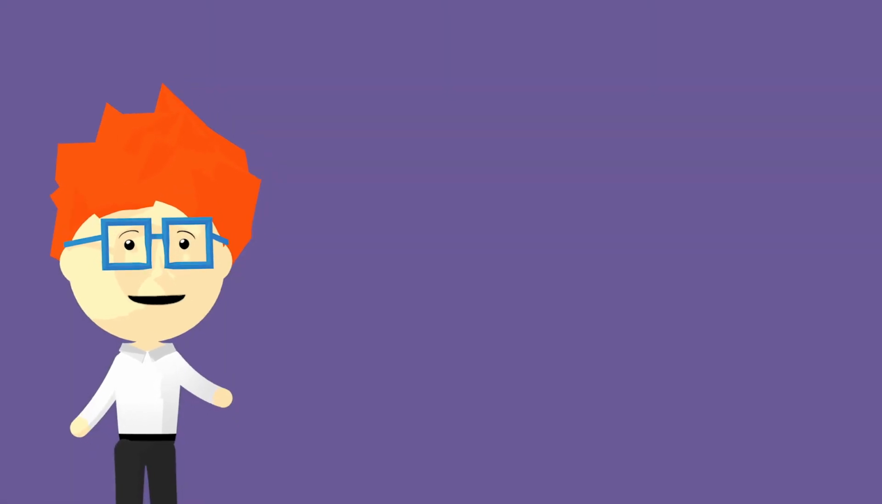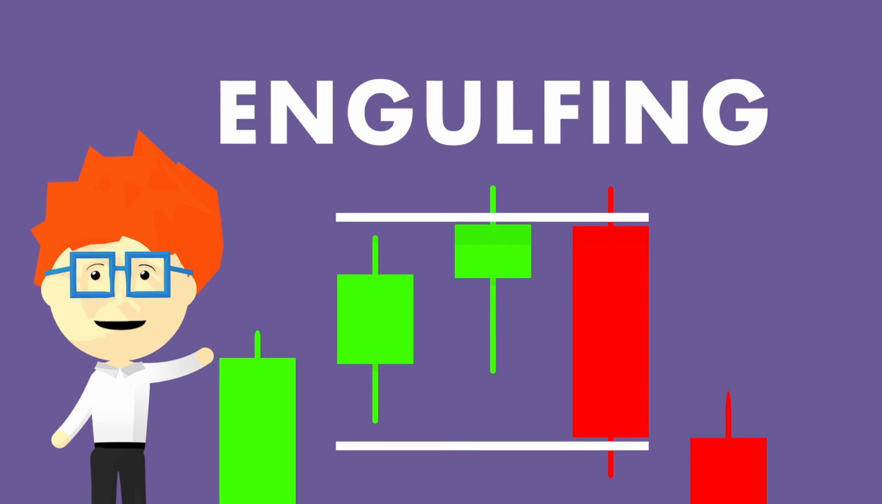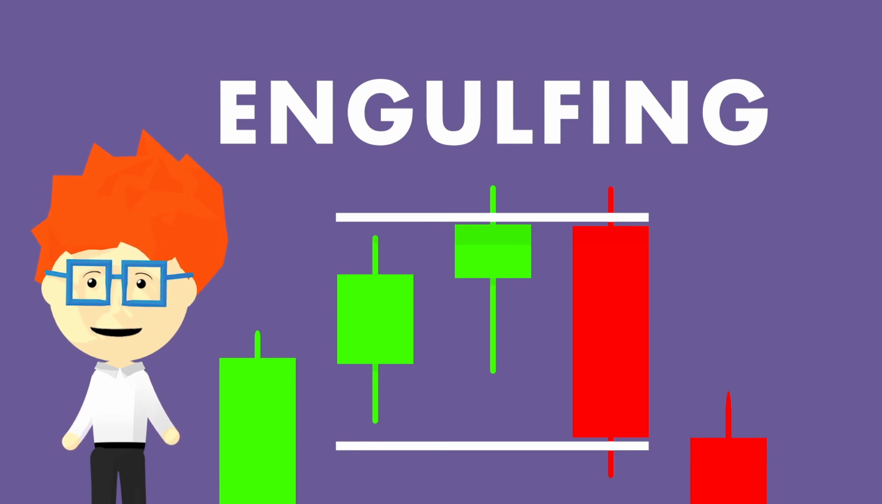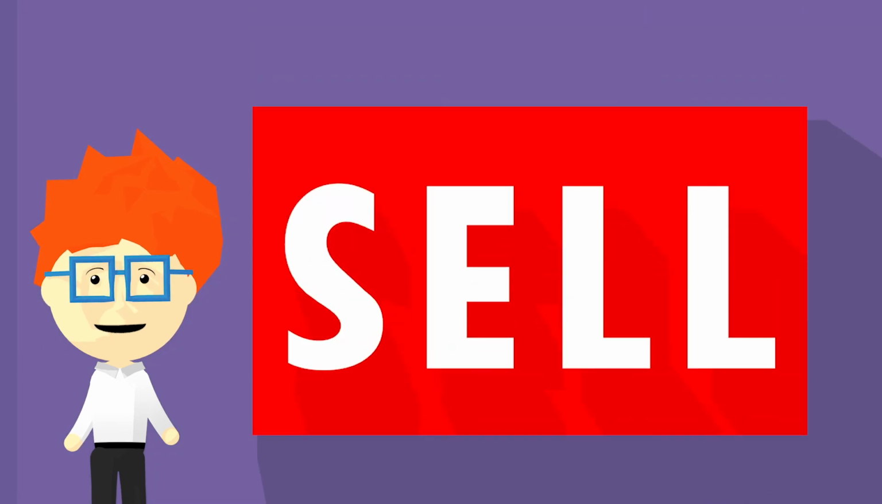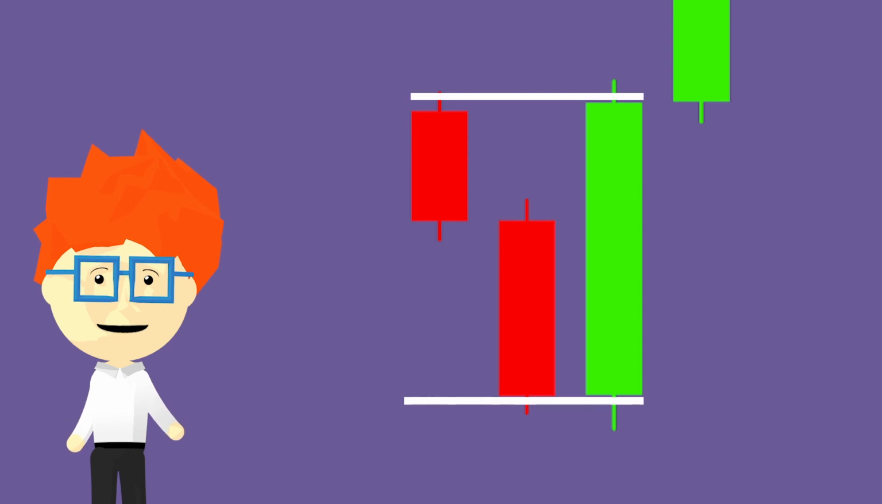Okay, technical term coming up. This pattern is called an engulfing pattern because the first red candle's body is bigger than the previous two green candles. When you see this pattern, you know the sellers, or bears, have taken control. A bearish engulfing pattern means it's time to sell. Similarly, if you see a big green candle bigger than the previous one after 2 or 3 days of red candles, that's a bullish engulfing pattern and you should buy.